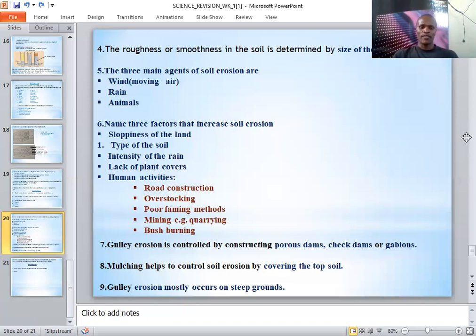And then finally, we have the human activities. Human activities also facilitate or increase soil erosion. These human activities include road construction. You have seen when roads are being constructed, they dig the topsoil, and that causes soil erosion. We have overstocking. One is having a large herd of cattle in a given land, and these cattle are overfeeding on the available cover crops. Therefore, they will leave that land without any cover crops, and this will increase soil erosion.